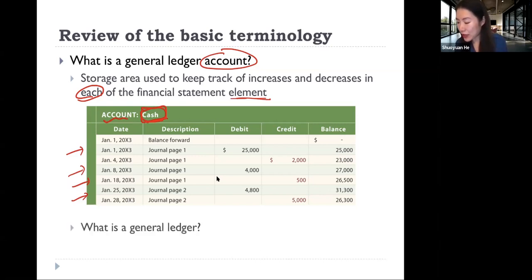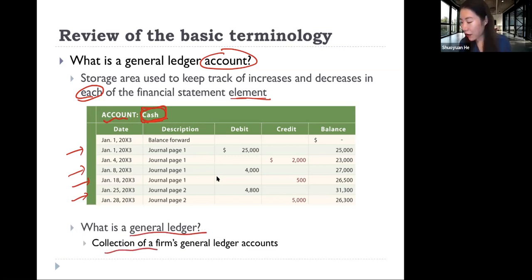And then what is a general ledger? That is a collection of a firm's general ledger accounts. So we have a collection of, for example, cash, accounts receivable, accounts payable, all of those are accounts. And all of those together, the collection of all of those, is called the general ledger.